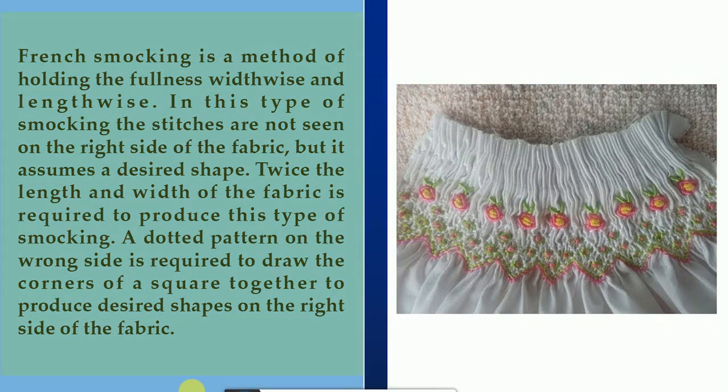French smocking is a method of holding the fullness widthwise and lengthwise. In this type of smocking, the stitches are not seen on the right side of the fabric, but it assumes a desired shape. Twice the length and width of the fabric is required to produce this type of smocking. A dotted pattern on the wrong side is required to draw the corners of a square together to produce desired shapes on the right side of the fabric.